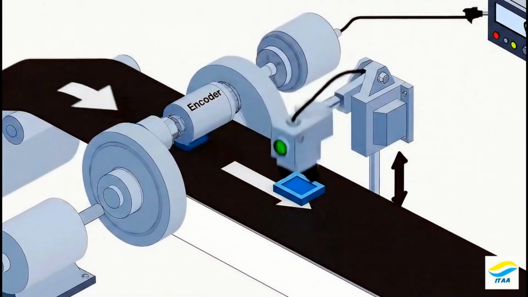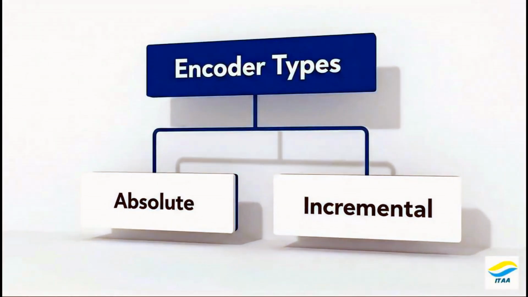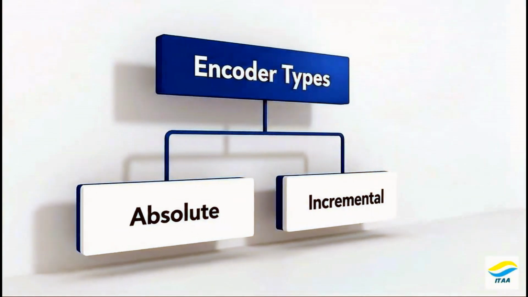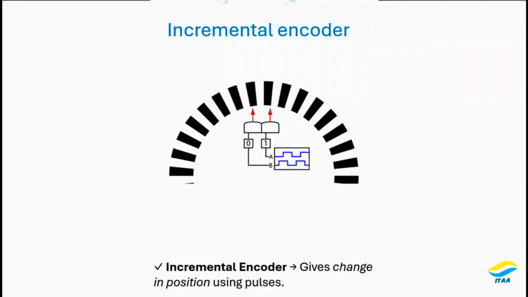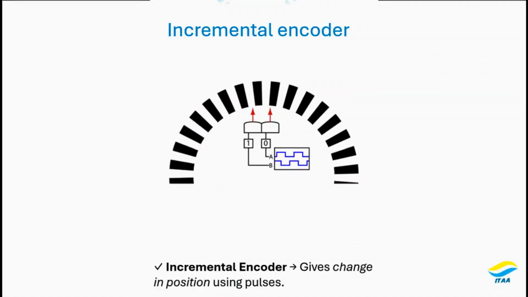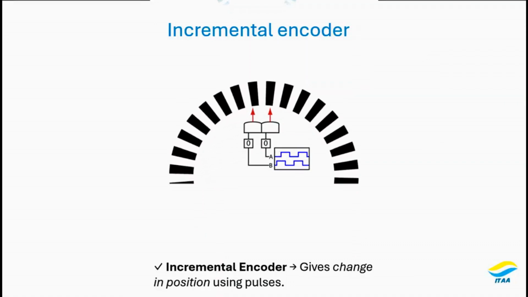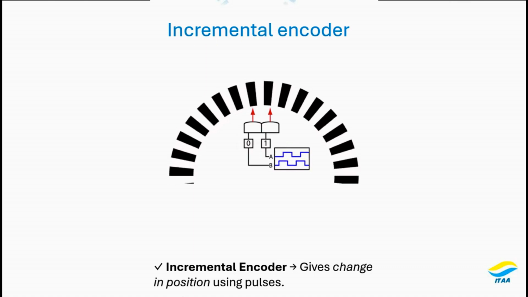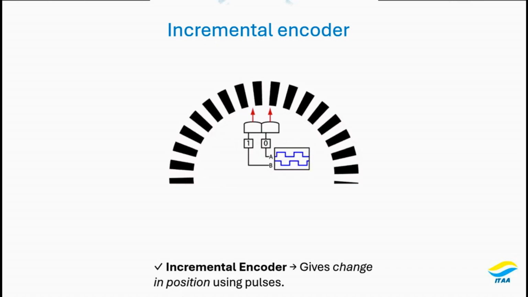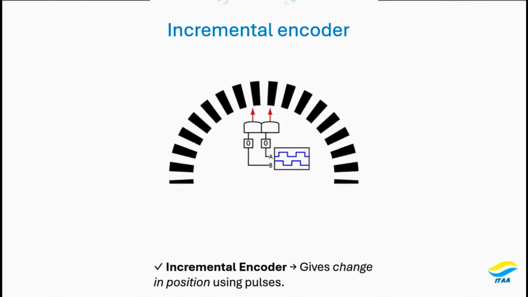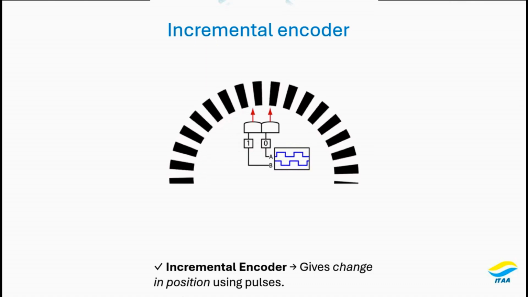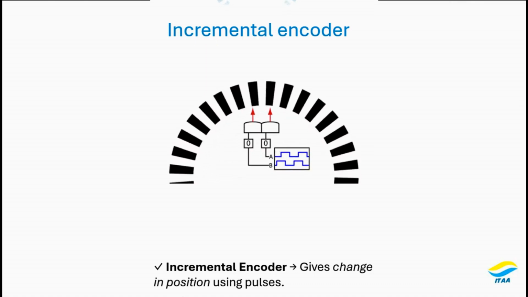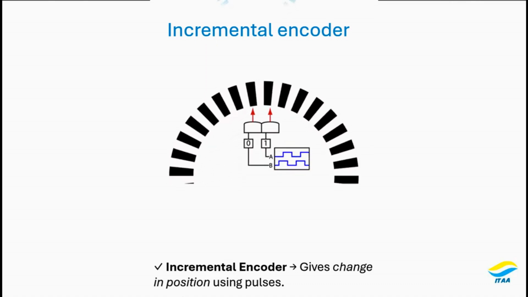Now let's talk about the difference between incremental and absolute encoders. Let's talk first about the incremental encoder. It measures the movement change and sends pulses as it rotates. Its position is counted from the starting point. So the key idea here is, if your power is lost, position is lost. Think of it like this: a step counter only knows how far you have moved, not where you started.